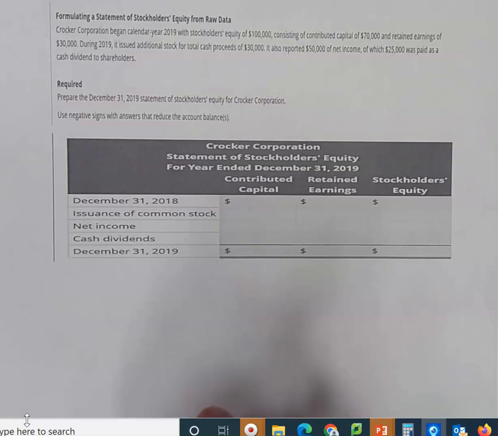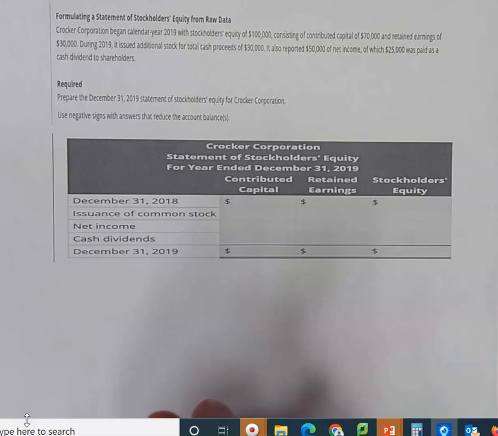We won't have any examples where an owner donates a truck or something like that as an asset, and then we put it on the books. We won't have anything like that. So, contributed capital $70,000. If you were to open up a business and you took $70,000 of your own money to do so, that would be contributed capital. Okay, and then retained earnings of $30,000.